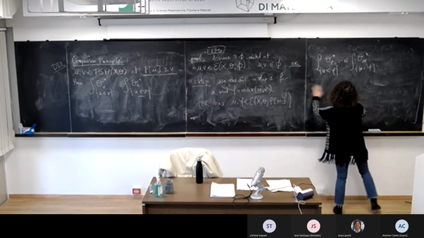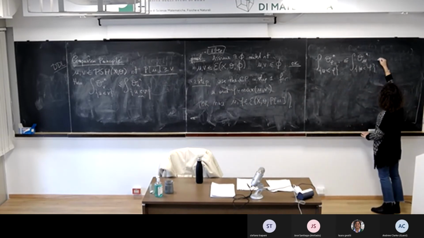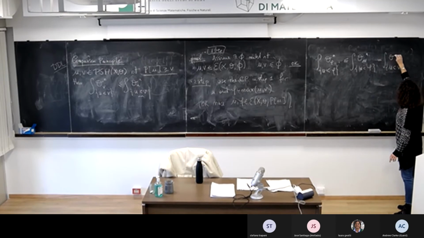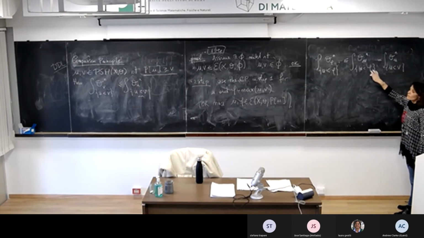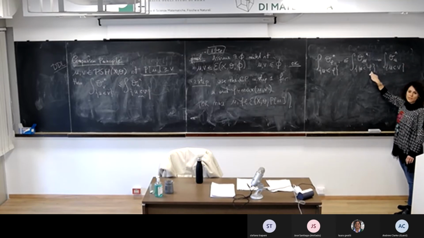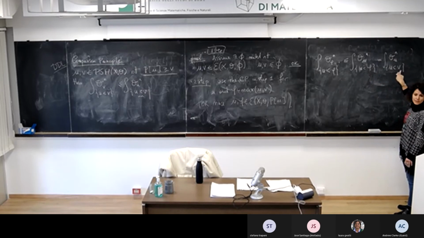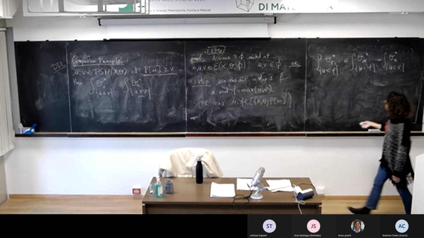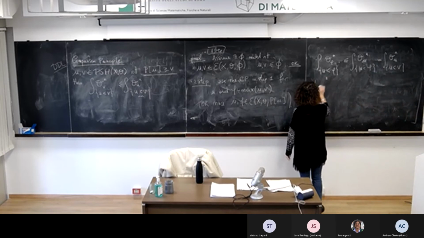Maybe let me start with this set here. So this is what you were saying, Stefano. This is equal to this. This is exactly equal to this because phi is the maximum between u and b. When it's equal to u, this is empty, and when it's equal to b, this is the set. So this is what you were saying.